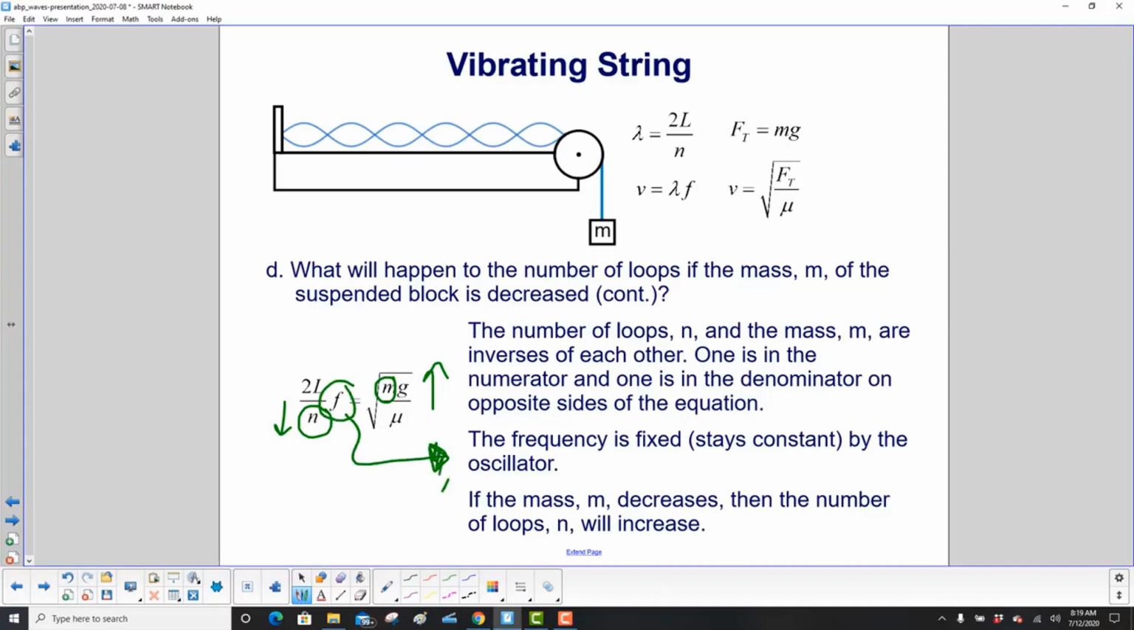So if we decrease the mass, all right, so let me erase this. I gave a different example there just to make a point. If we decrease the mass, the only way to make this side stay the same to still equal the right side would be what? Increase n. So the number of loops increases.